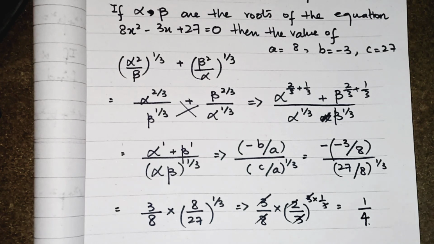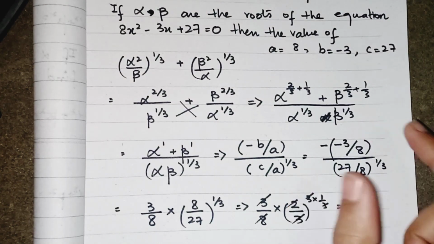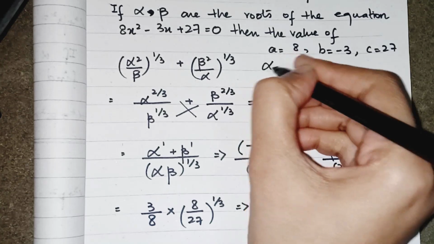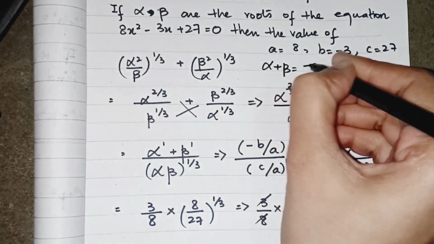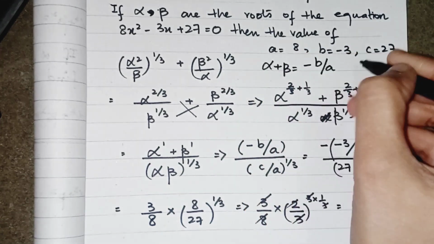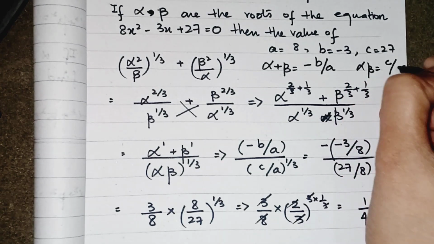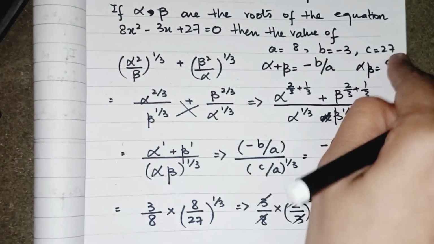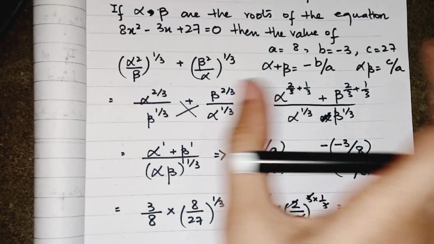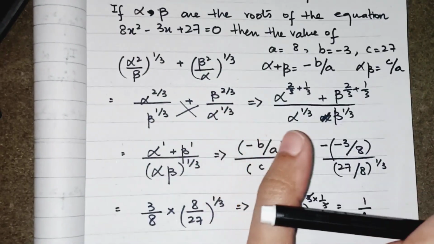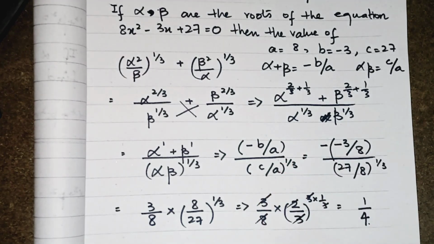See, this question is so easy but seems so difficult. So just remember the basic things of the question: the sum of alpha and beta is equal to minus b upon a, and the product of alpha and beta is c upon a, where a, b, c are the given coefficients in the question.